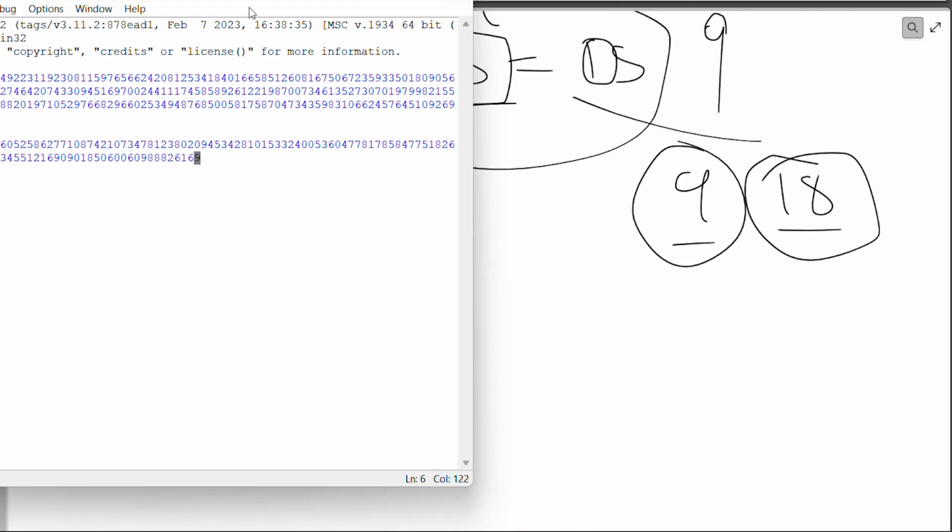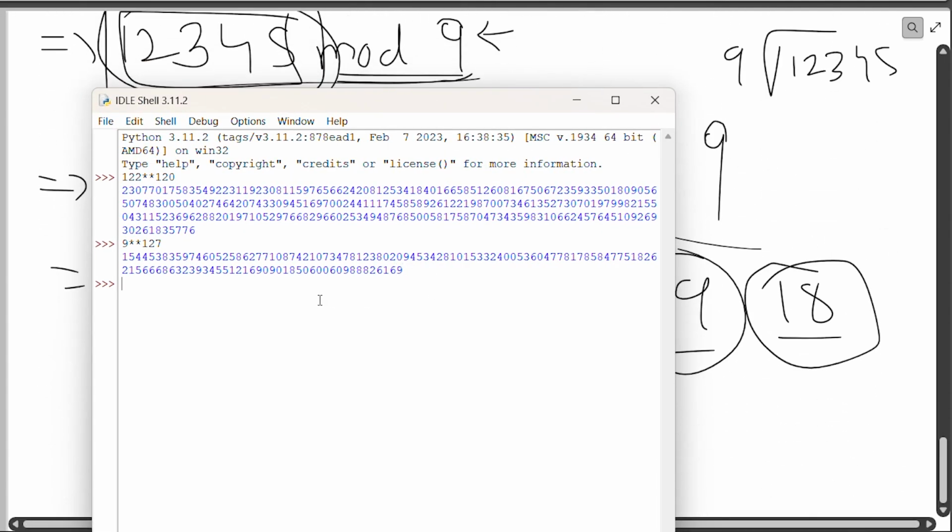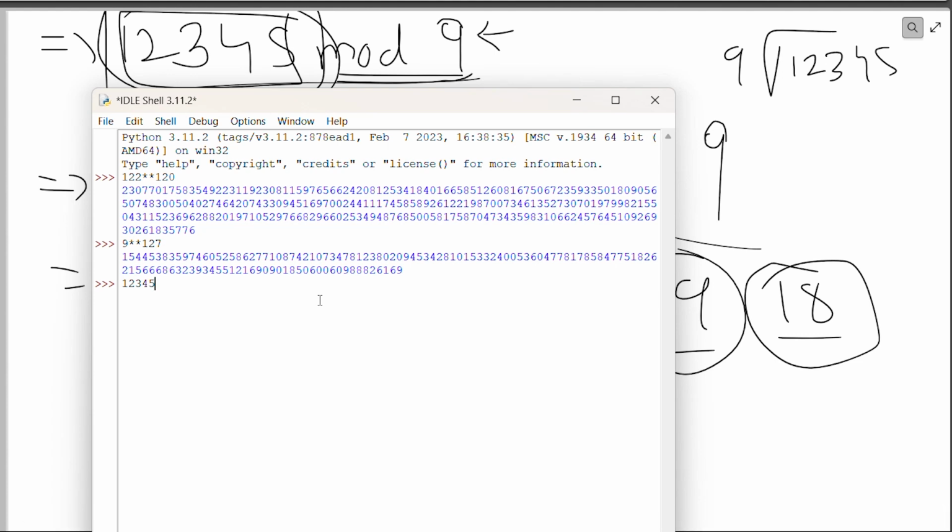So again, let's go to our Python shell just to check our answer. So we have 12345, and in programming to get a mod, you use the percentage sign, and you can see the answer is indeed 6.